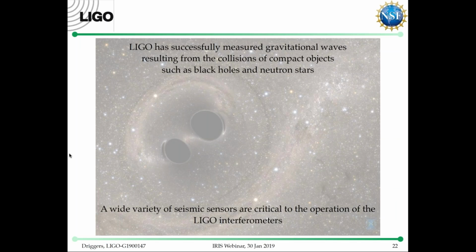So, to sum up, we've successfully measured gravitational waves resulting from objects such as black holes and neutron stars. And I hope I've described, at least in brief, a wide variety of ways that we use different seismic instrumentation and how they're all critical to the operation of the LIGO interferometers, from being able to observe for gravitational waves at all, through validating that a candidate event is of true astrophysical origin, and even in the future, what we can do to help make our gravitational wave sensors even more sensitive.